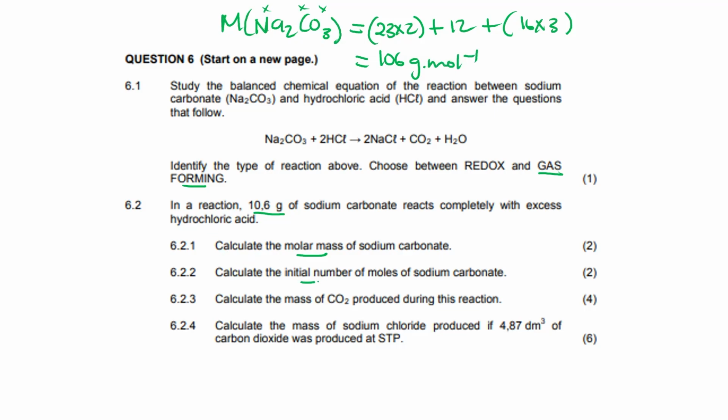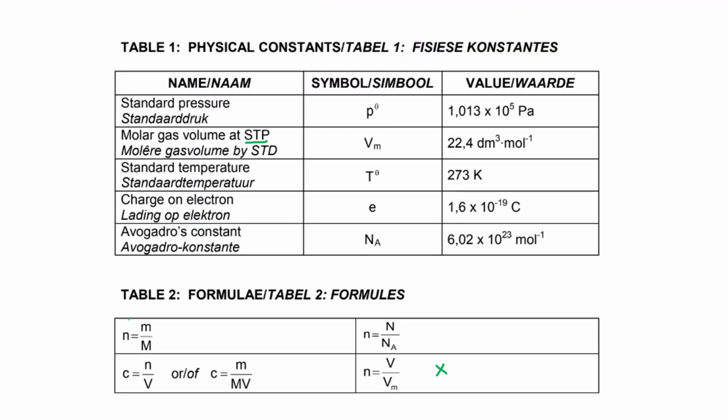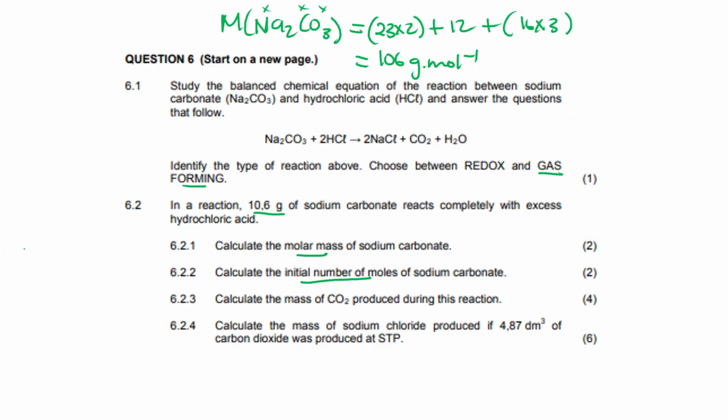6.2.2, calculate the initial number of moles of sodium carbonate. We can use this formula because they've given us the mass and we know the molar mass of sodium carbonate. So we can just say number of moles: the mass is 10.6 and the molar mass we've just calculated was 106, and that gives me 0.1 moles.